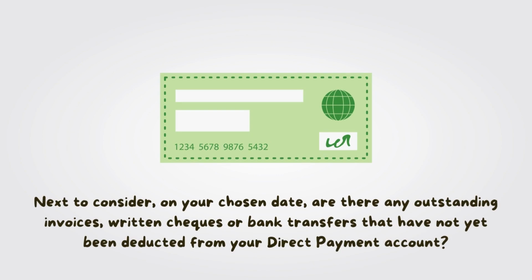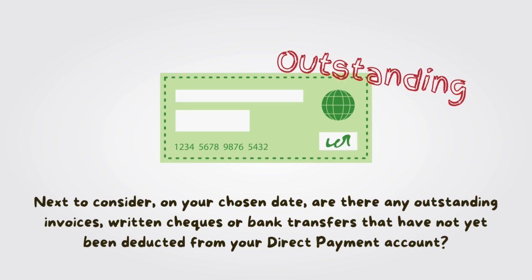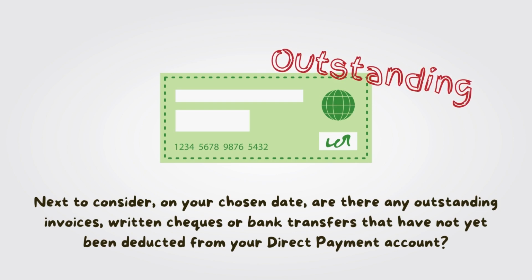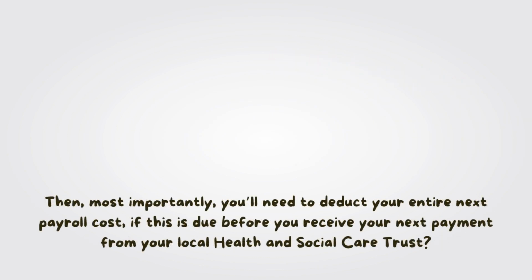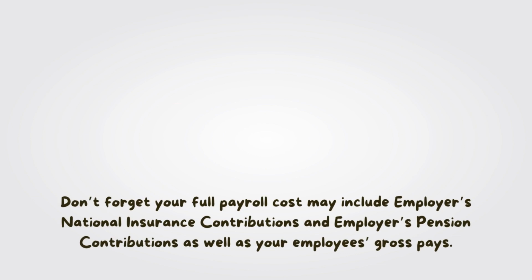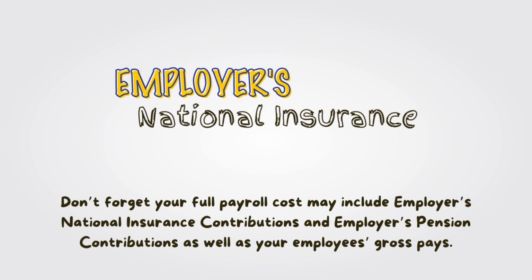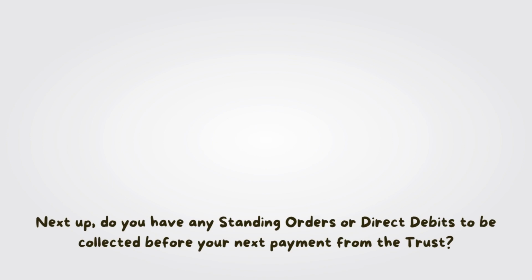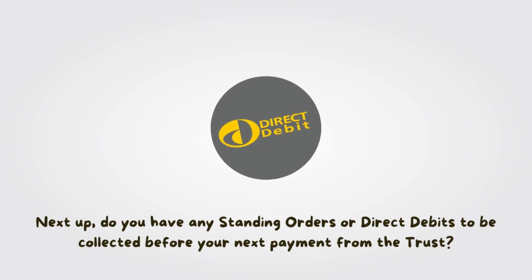Next to consider, on your chosen date, are there any outstanding invoices, written checks, or bank transfers that have not yet been deducted from your direct payment account? Then, most importantly, you'll need to deduct your entire next payroll cost if this is due before you receive your next payment from your local health and social care trust. Don't forget your full payroll cost may include employers' national insurance contributions and employers' pension contributions, as well as your employees' gross pays. Next up, do you have any standing orders or direct debits to be collected before your next payment from the trust?